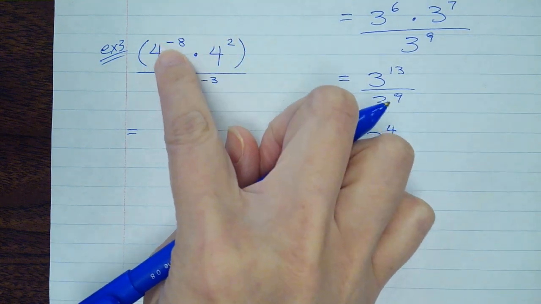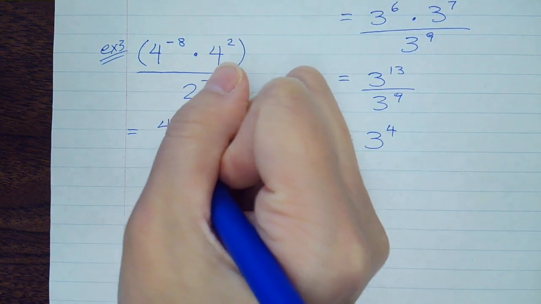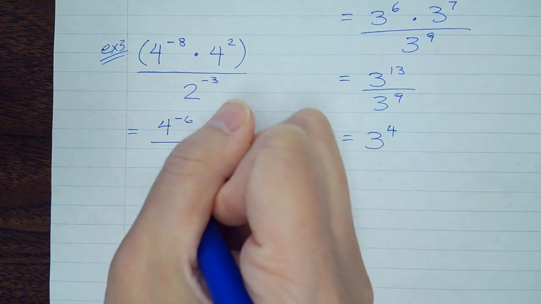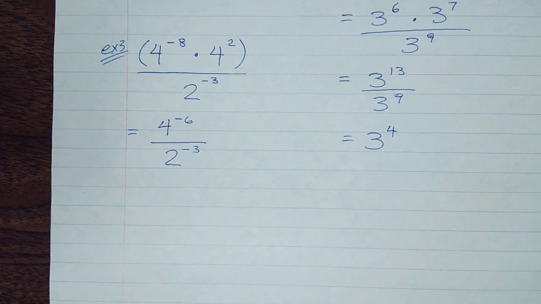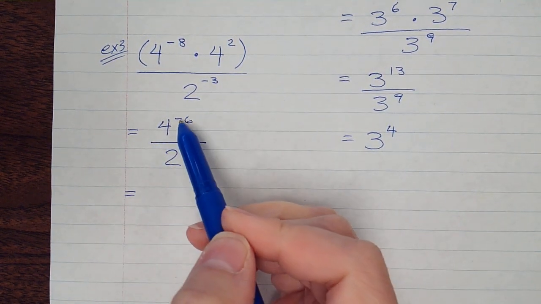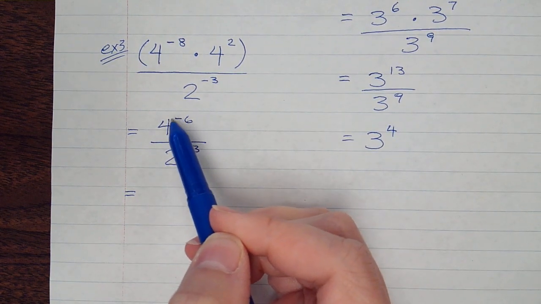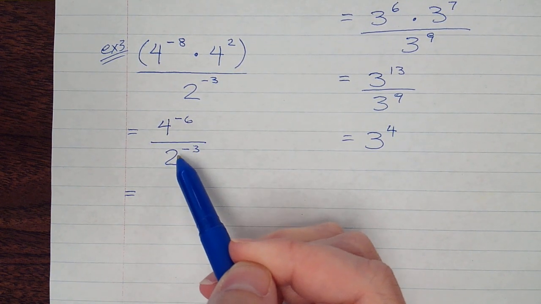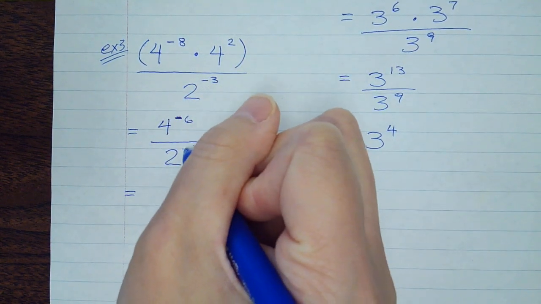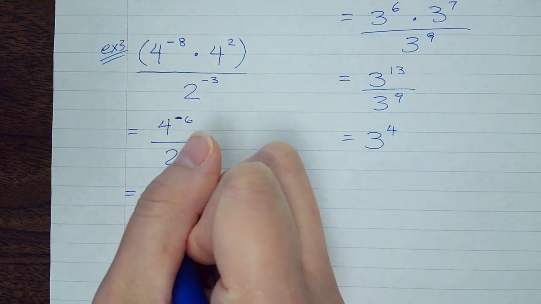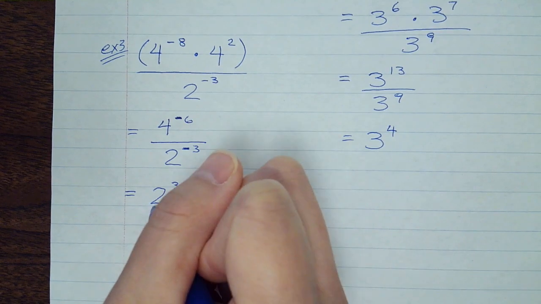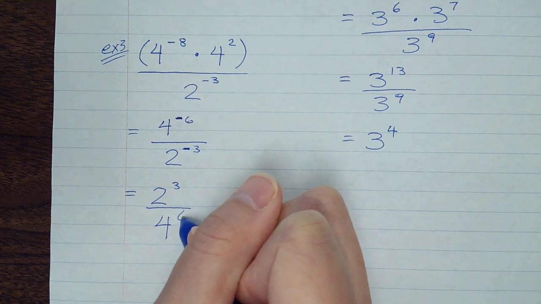Before I change anything, I can simplify this to 4 to the power of -6 by adding the exponent. And then I have 2 to the -3. Okay. Now, just like what we were saying, switch the places. This is in my numerator, it goes to my denominator. This is in my denominator, it goes to the numerator because both of these are negative exponents. So 2 to the power of 3, positive 3, over 4 to the power of 6.